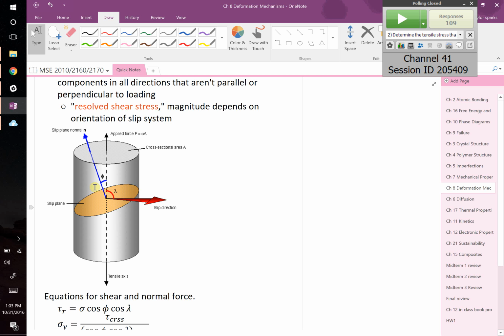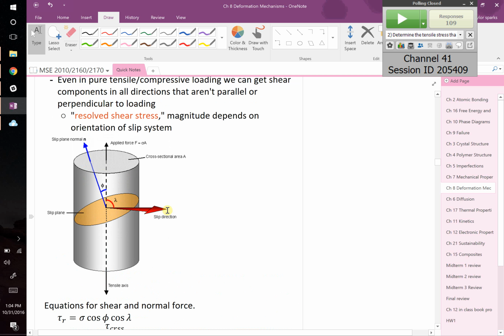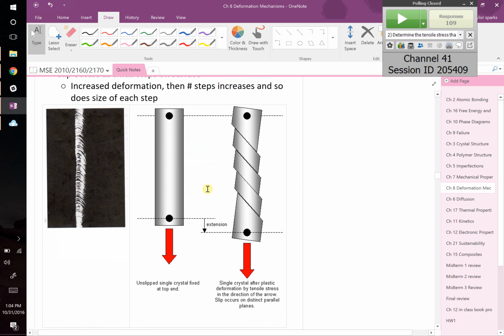Well, we said, all right, you have to take the force that you're applying to it, which is going to turn into a stress, and you have to break that stress up into components, right? And so there'll be a resolved shear stress basically along this direction. So Matt at the end of class last time said, well, does that mean that when you pull it, you're going to get a series of small slips? That's exactly what you're going to get, right?